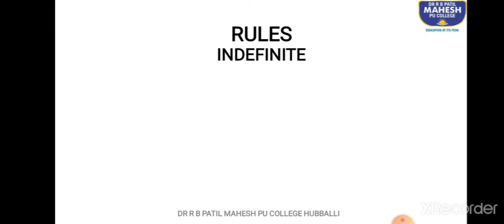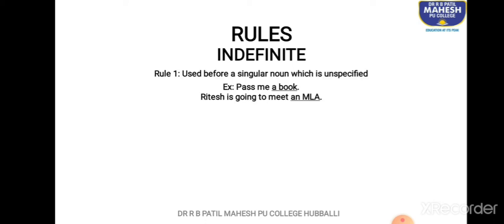Moving forward, there are 33 rules as far as definite articles are concerned. So let us move ahead with indefinite articles, rules of indefinite articles. First one, indefinite article is used before a singular noun which is unspecified, which is not definite. A basic rule here, pass me a book. Which particular book? Nothing is mentioned. So pass me a book. Book here is unspecified.